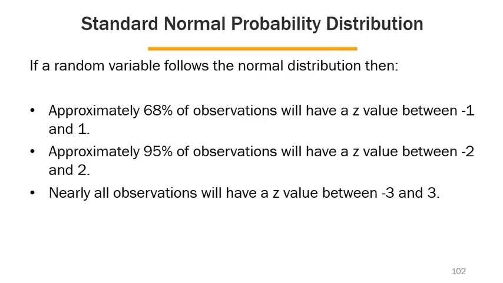If a random variable follows the normal distribution, then approximately 68% of the observations are going to have a Z value between -1 and 1. Approximately 95% of observations will have a Z value between -2 and 2. And nearly all observations will have a Z value between -3 and 3. So this is sometimes referred to, or a similar concept, as the empirical rule.